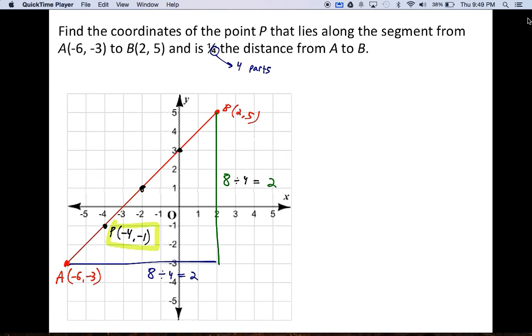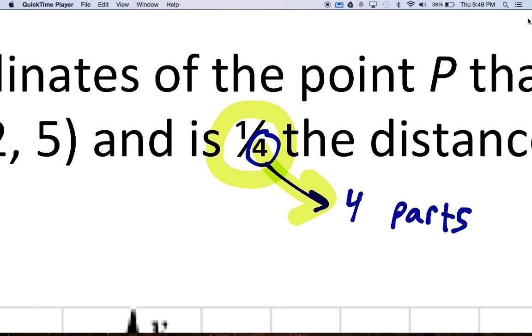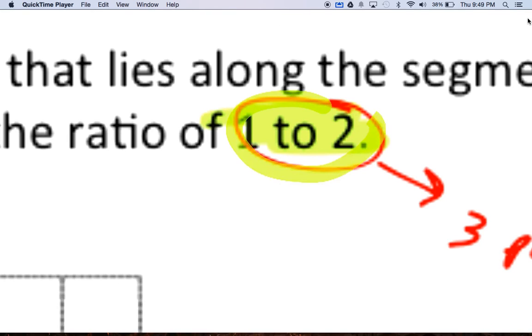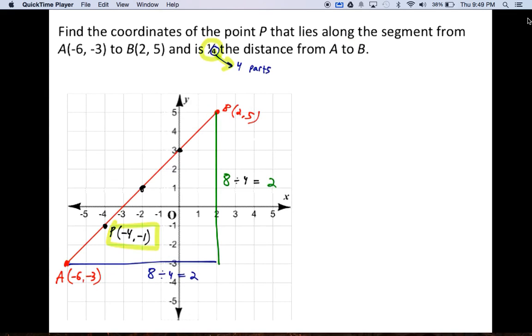So just be careful. If it's a fraction, the denominator is your total number of parts. But in the previous problem, we added the ratio 1 to 2 to get our total number of parts. That's really the only difference. So if it's a fraction, use the denominator.